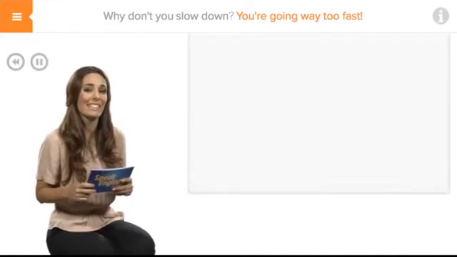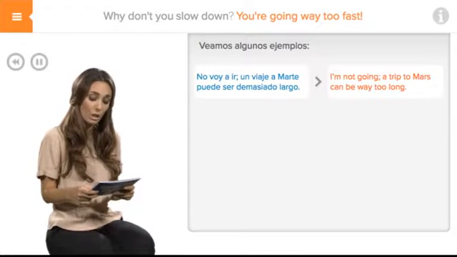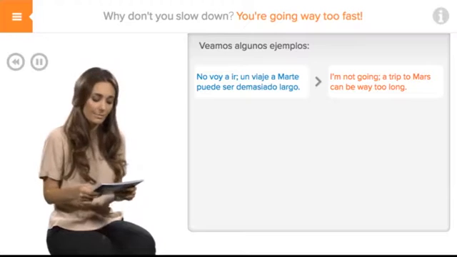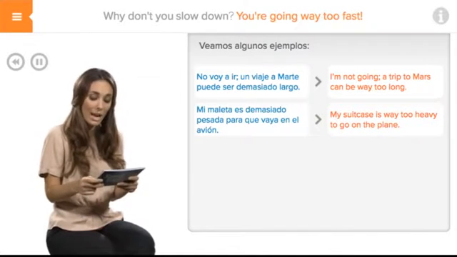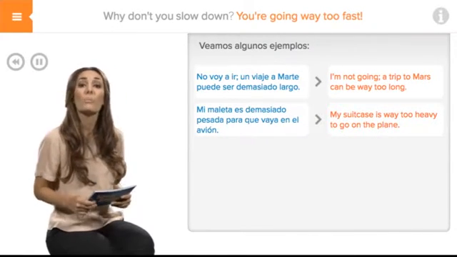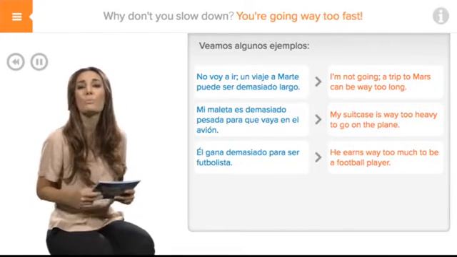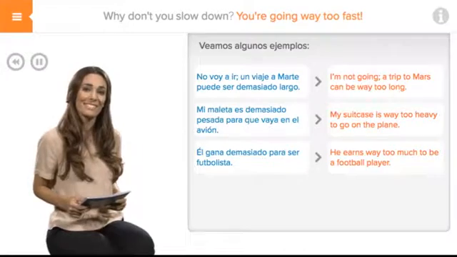Y ahora vamos a ver 3 ejemplos. A trip to Mars can be way too long. My suitcase is way too heavy to go on the plane. He earns way too much to be a football player.